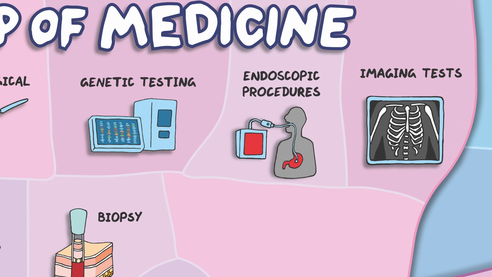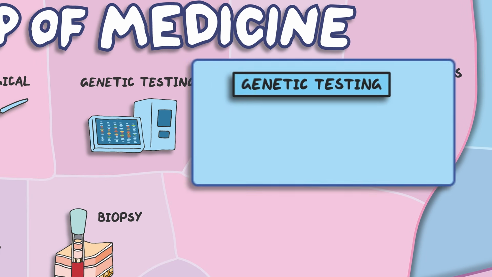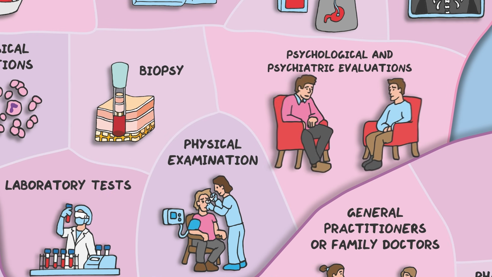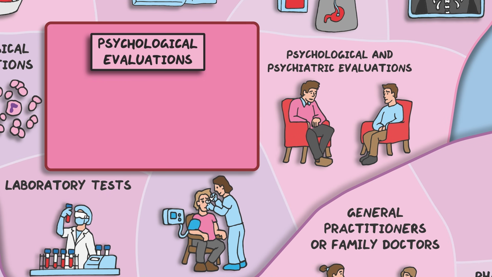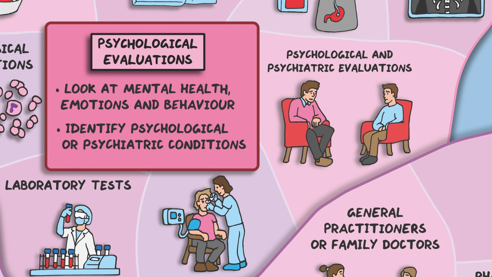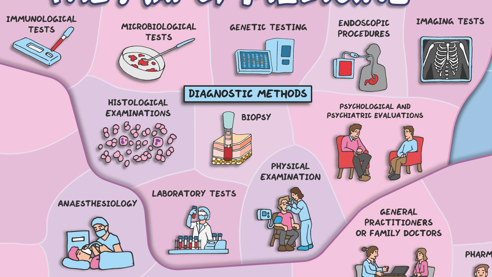Some conditions like cystic fibrosis or sickle cell anemia have a strong genetic component, and genetic testing analyzes a person's DNA to identify inherited genetic conditions. And psychological or psychiatric evaluations look at a person's mental health, emotions, and behavior to identify any psychological or psychiatric conditions. This gives you a good idea of the main tools at the disposal of the healthcare system to help figure out what's going on and give doctors the information they need to decide on the best course of action.